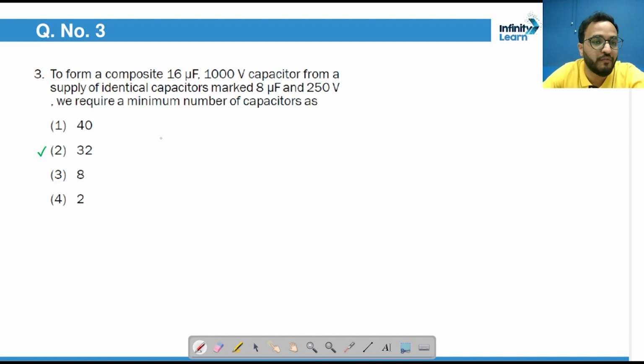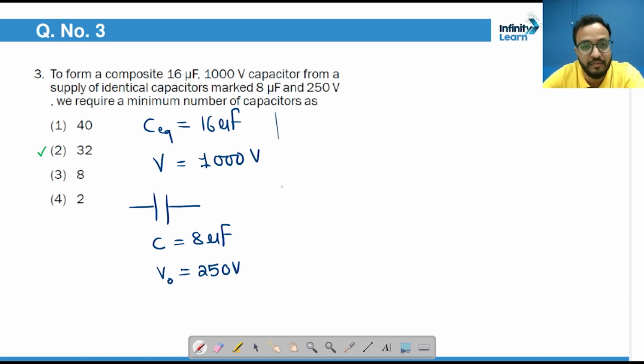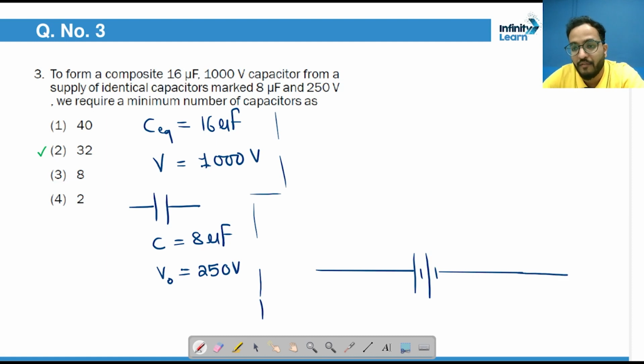To form a composite of 16 microfarad and 1000 volts, we want an equivalent capacitance of 16 microfarad, and the overall potential drop across these capacitors will be 1000 volts. Now, the single capacitor available to us is 8 microfarad, and the potential drop across this single capacitor is 250 volts. Now that is awesome. So we want a potential drop of 1000 volts. Am I correct? Right, we want a potential drop of 1000 volts.